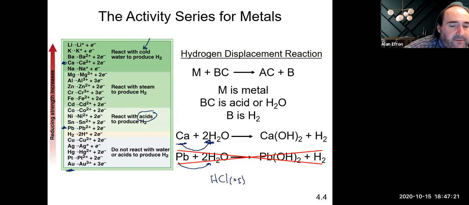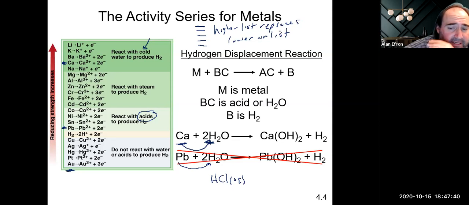So there are some rules, but again, a basic activity series kind of looks like the left-hand side of that, where it's just a list of elements. And again, anything higher on the list replaces things that are lower on the list.